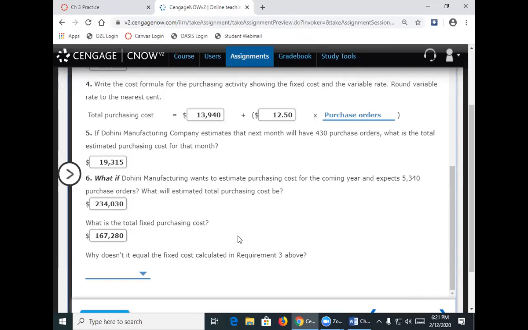So this one's kind of obvious now because we've already done it. But why doesn't it equal the fixed cost in requirement 3? Exactly, because there's 12 months. So we had to calculate fixed costs for an entire year and not just the month. Okay, any questions on that one?